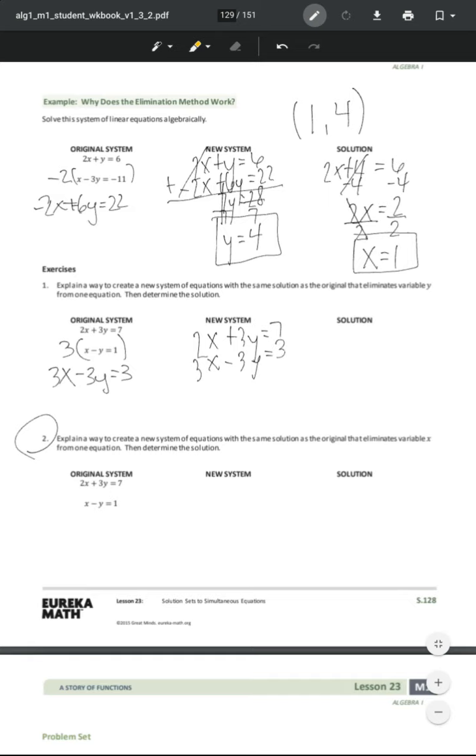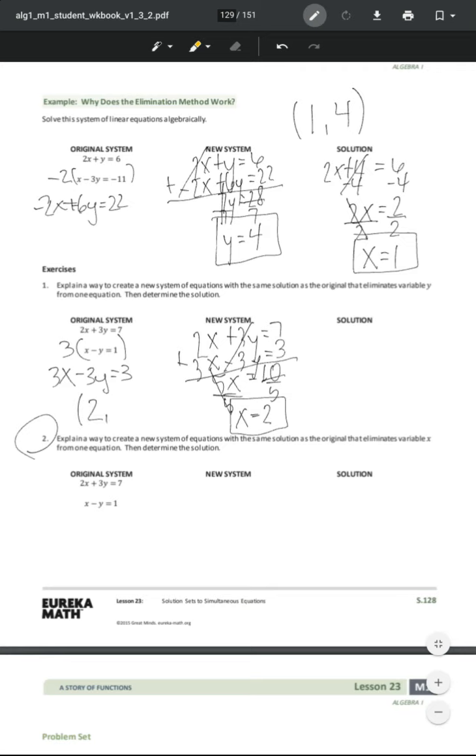And just like we did in the example above, we're now going to add these two together. So 2x plus 3x gives me 5x. Positive 3y minus 3y cancels, and then 7 plus 3 is 10. And then from here, all we have to do to get x by itself is divide both sides by 5. That makes these 5's cancel, so I get x equals 2. So x equals 2 is the first half of my solution.